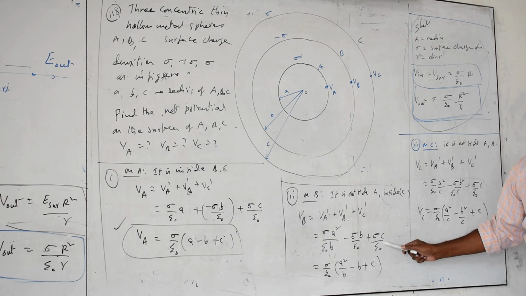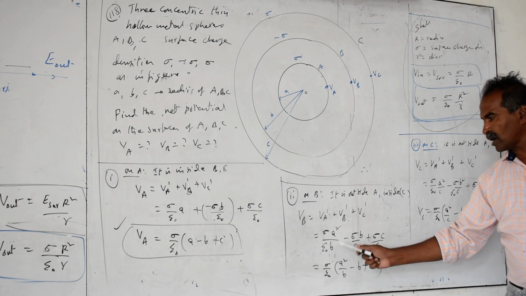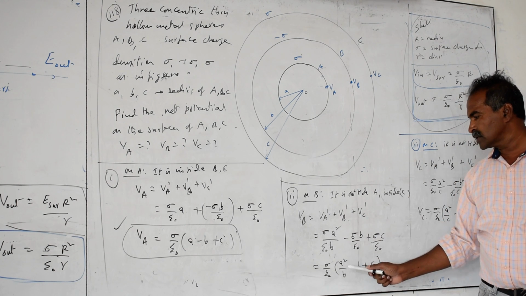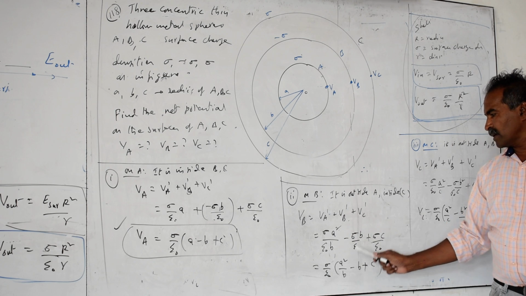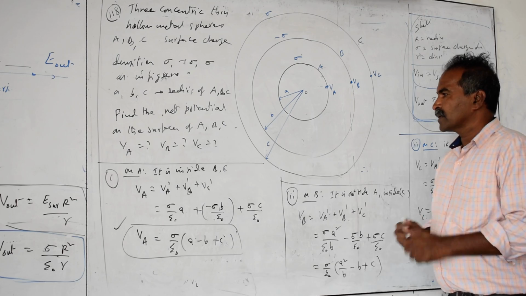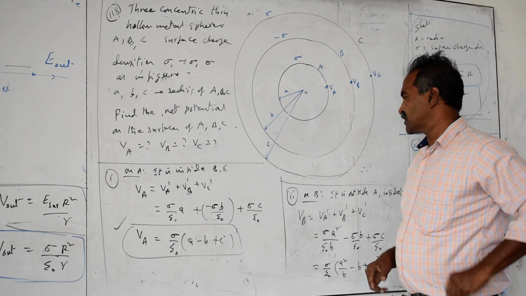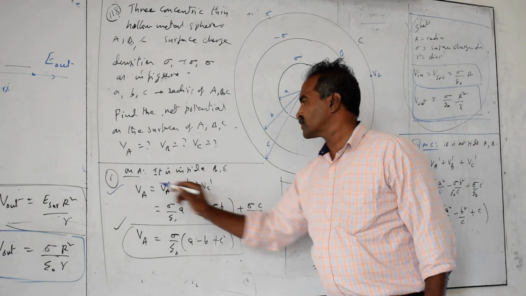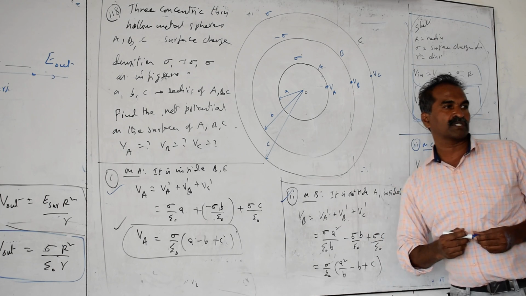This is also inside surface C, plus sigma C by epsilon because plus sigma is there. So take the common terms, sigma by epsilon, out, then A square by B minus B plus C. In that question, actually only these two are asked. Options are given only for the two surfaces, A and B. This one and this one. So the first option is the correct option.